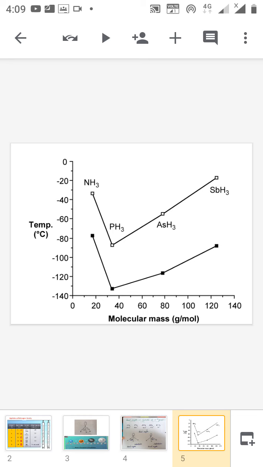As we move down the group, in the case of PH3, the size of phosphorus is larger than that of nitrogen. That's why PH3 has a lower boiling point. Similarly, in the case of arsenic and antimony, there is a small increase, and this is mainly due to van der Waals forces. And we have already discussed the reducing property.